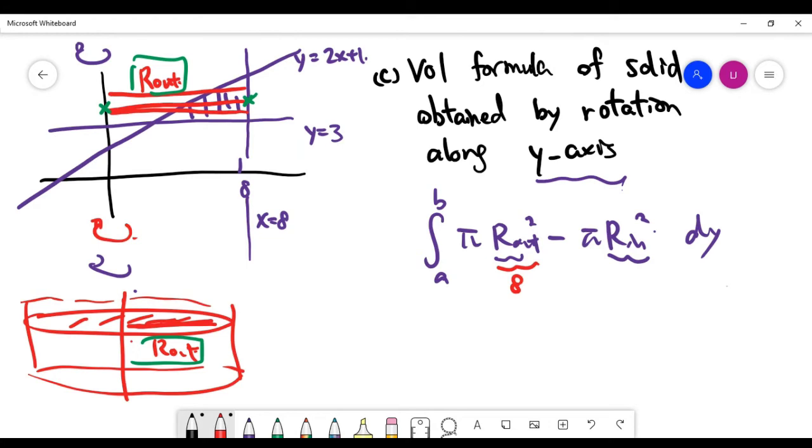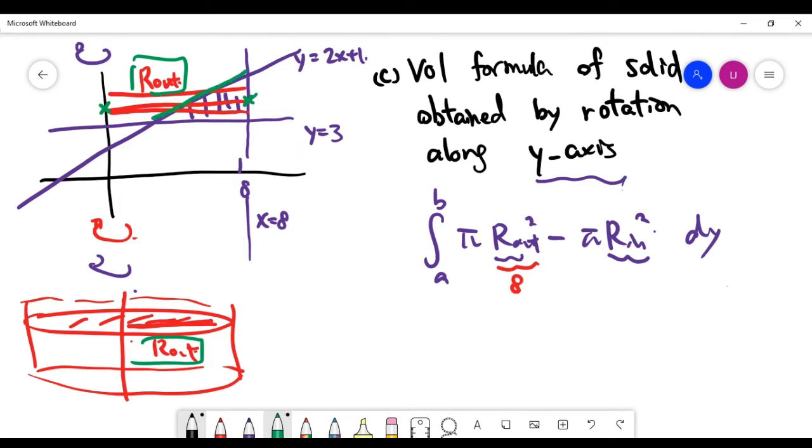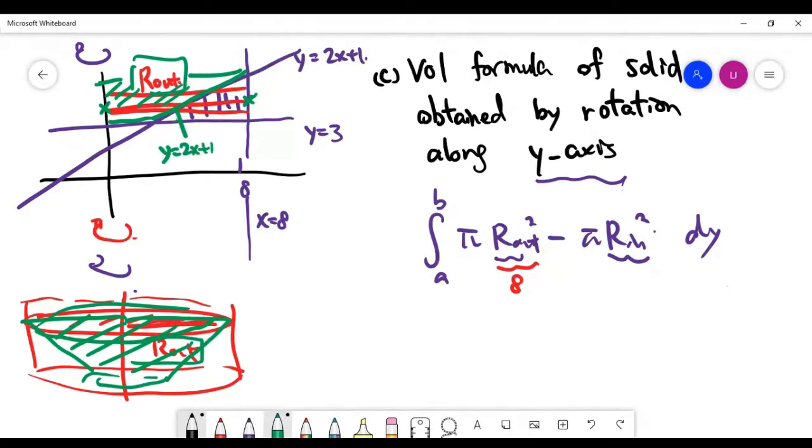And how about the inner radius? The inner radius corresponds to the inner solid that you need to cut out from the whole horizontal cylinder. You see, this is the horizontal cylinder that you need to cut out from the red outer solid. Now you see, you have to cut it out here basically. So I'm saying that you have to cut out this part, and it is of course based on the inner line. The inner line is y equals 2x plus 1, and I've told you already.